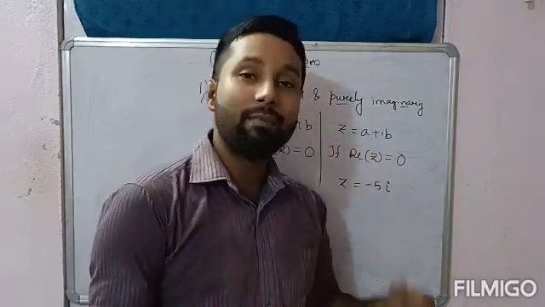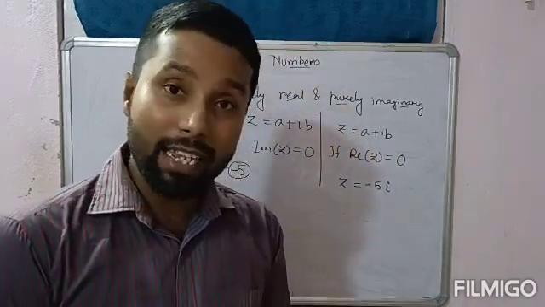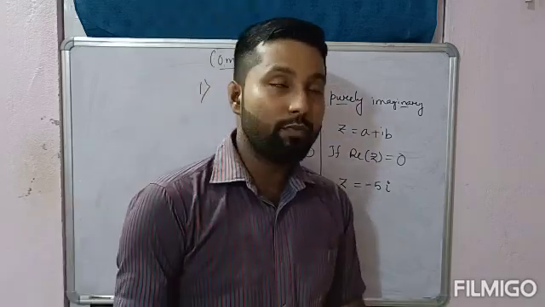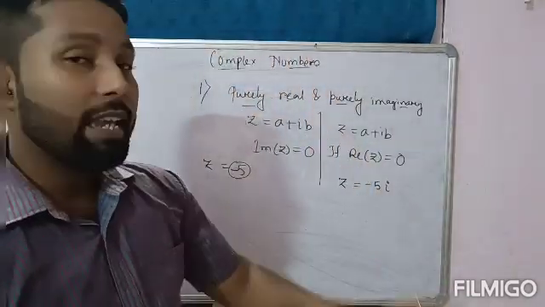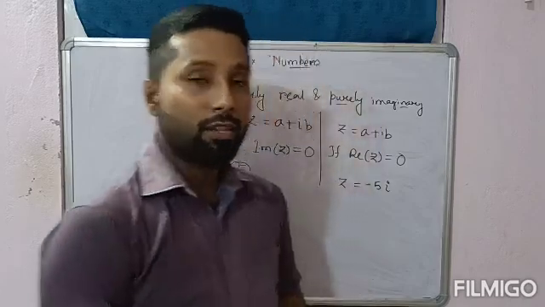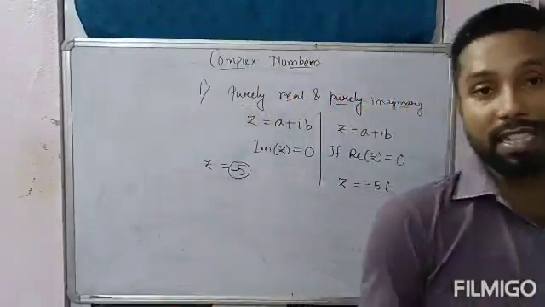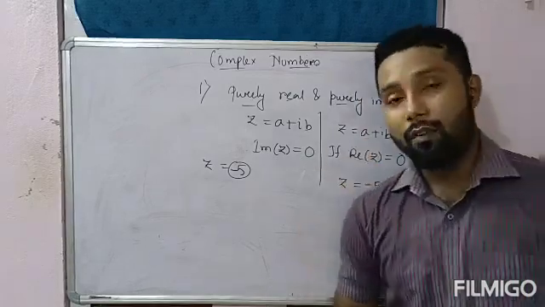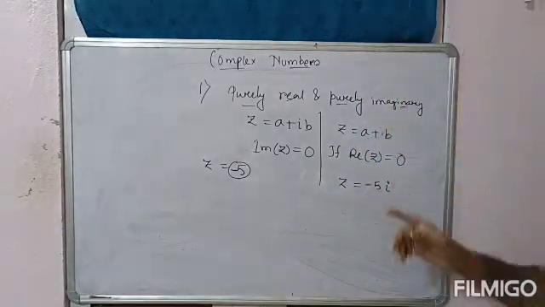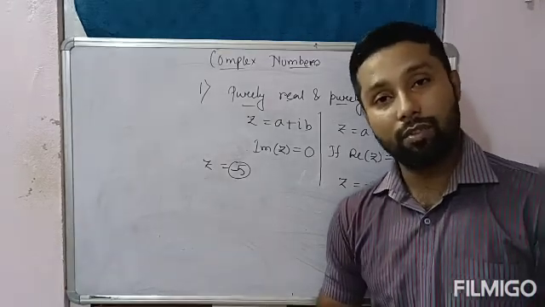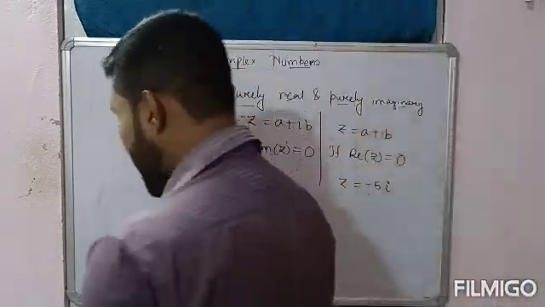So here only one term is there, that is -5i. I is with it, so that means we can say that this is a purely imaginary number. Okay, so for purely real, what should it be? The imaginary part must be 0, whereas for purely imaginary the real part must be 0. Okay, so this is the first property.